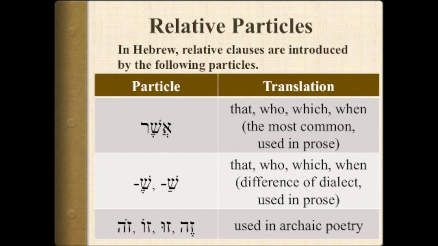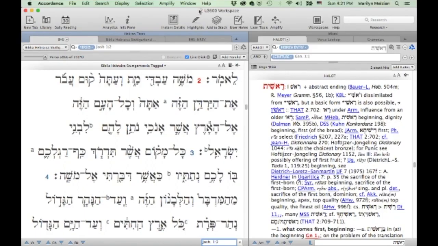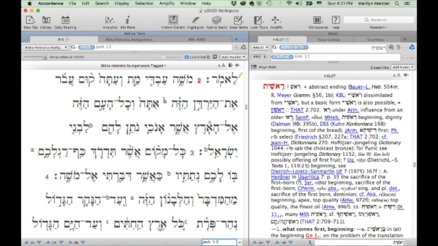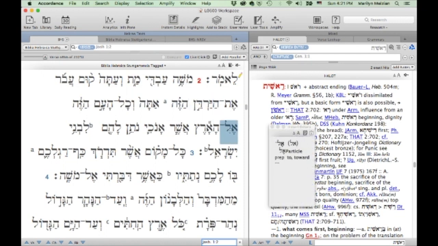Let's look at some examples in Hebrew. So here we have in Joshua 2, it's talking about the people going over the Jordan to the land, asher, which I am giving to them. Okay, this is a preposition plus a suffix. So here the asher introduces and explains more about haaretz.